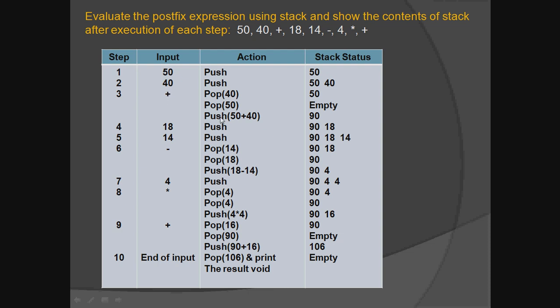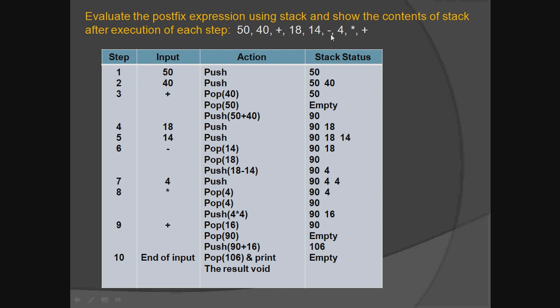Because we need to execute the two values, that is 40 and 50, with this arithmetic operator, right? So now 50 will be added with 40, and after adding, the value we get, 90, will be pushed into the stack. So now the stack is not empty, but filled with this value 90. Next comes 18. Since 18 is a value, it is pushed into the stack. So now we have the values 90 and 18. Again 14, so 14 is pushed into the stack, so we have 90, 18 and 14.